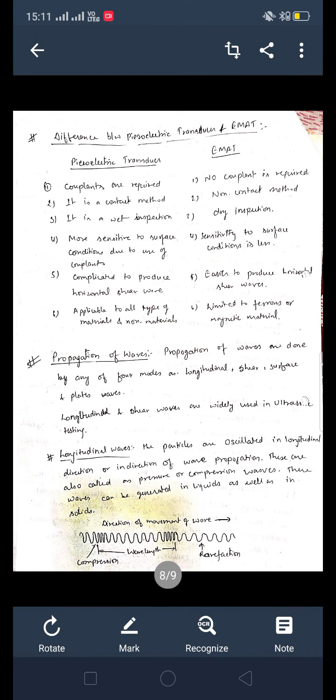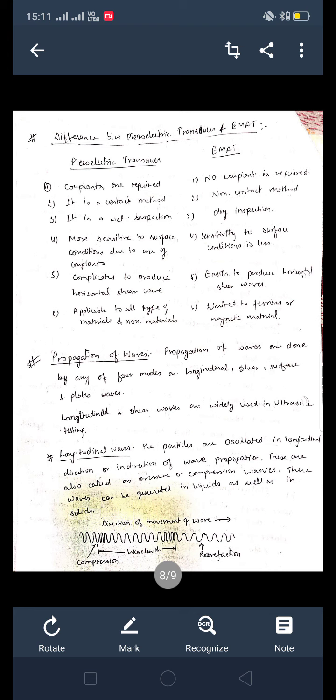The next is that it is applicable to all types of materials and non-materials. But in case of EMAT, it is limited to ferrous or magnetic materials only. Means the piezoelectric transducer is useful for materials and non-materials, metals or non-metals. But in case of EMAT, it is only used for ferrous or magnetic materials. It is not used for non-magnetic materials.